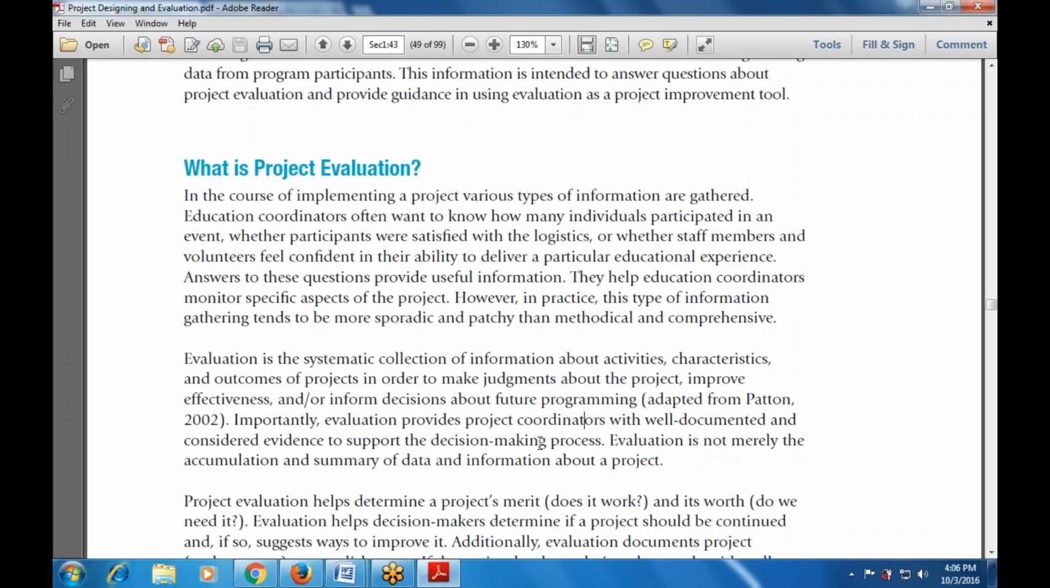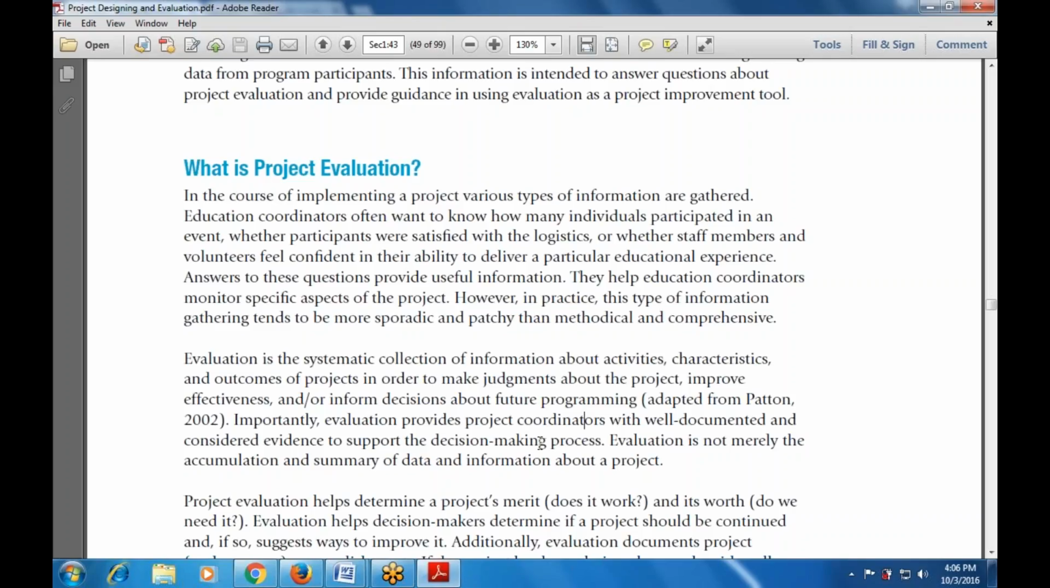Systematic collection means that in a proper sequence we are collecting the material. So evaluation is the systematic collection of information about the activities, characteristics and outcomes of the project in order to make judgments about the project, improve effectiveness, and inform decisions about future programming.